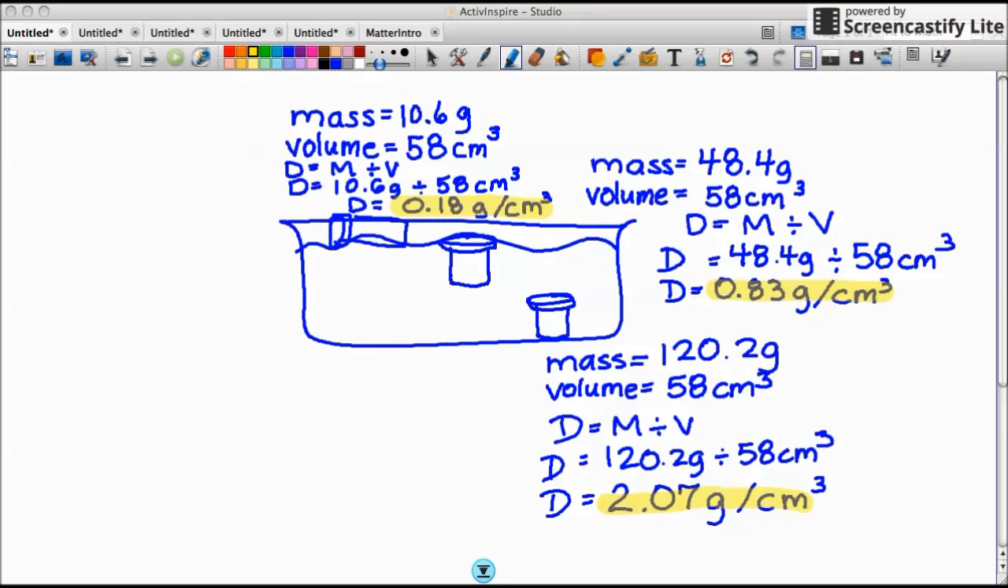Back with me. Does anybody notice anything about these numbers? The one that floats on top, then the one that suspends, and then the one that sank to the bottom. Avery, what did you notice? It's increasing. It is increasing. Notice which one is the very least dense of the three? The floater, yes. Only 18 hundredths of a gram per cubic centimeter. And the one that's the densest is what? The sinker.